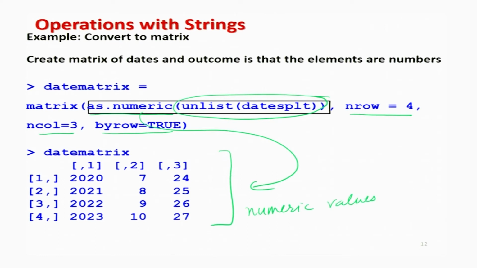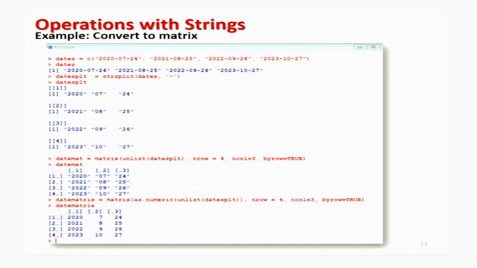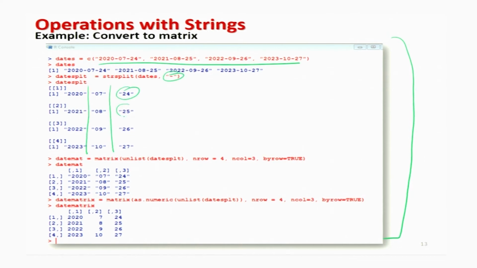So the reason why I took this example, and you can see this is the screenshot: in this screenshot you can see these are your dates. When I split them, they get split, but everything is in the form of a list. You can see these are the addresses, and so now you wanted to get rid of these addresses. So you first use the command unlist and then you use the command as.numeric over this data, and you get the matrix.